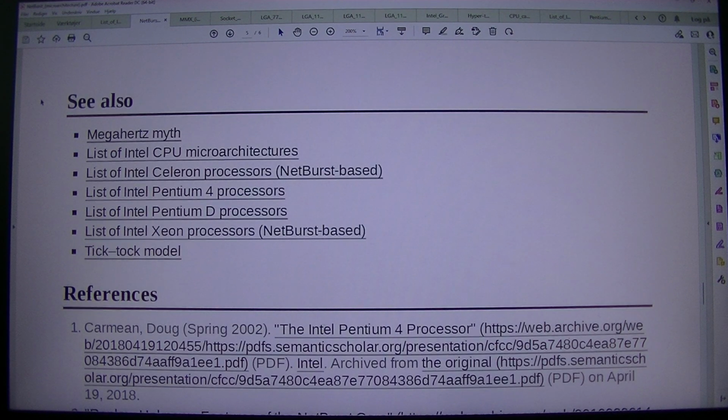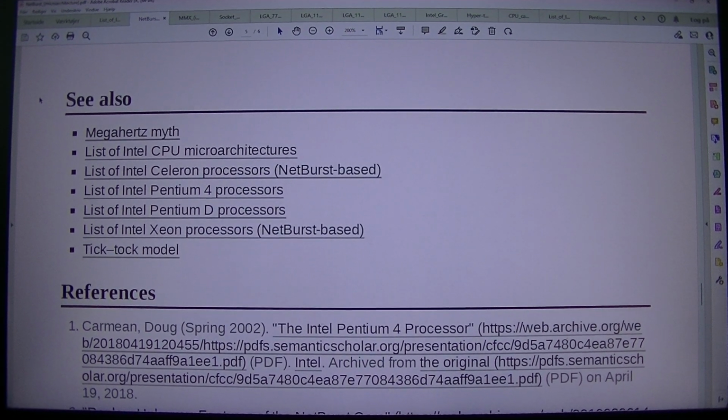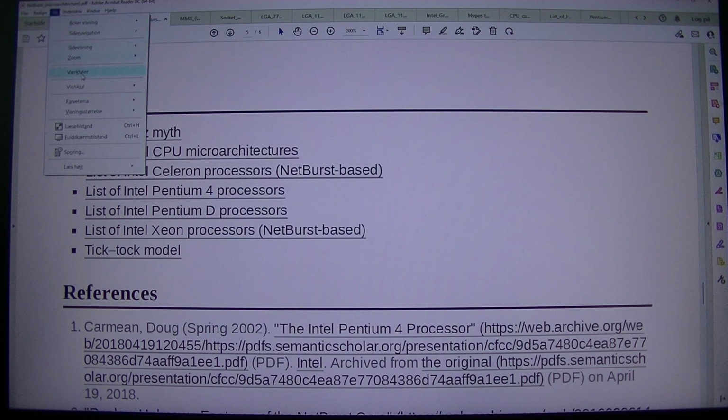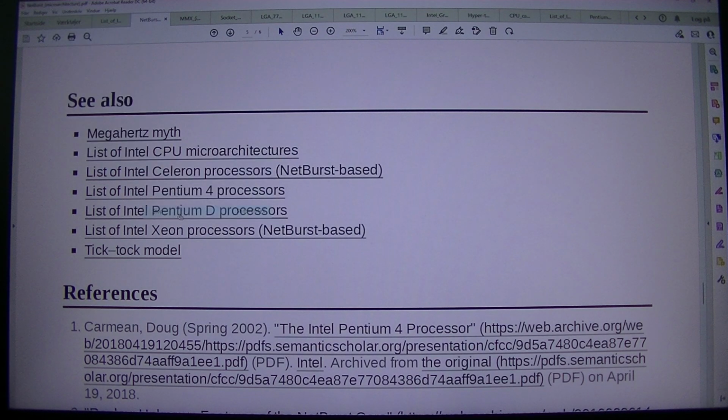See also: Megahertz myth. List of Intel CPU microarchitectures. List of Intel Celeron processors, NetBurst based. List of Intel Pentium 4 processors. List of Intel Pentium D processors. List of Intel Xeon processors.